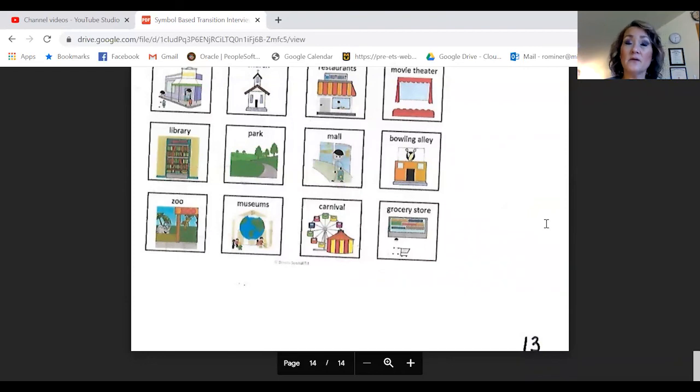And then when you're finished, you're going to have the summary all filled out, and you should get a better idea of what your student wants when they graduate, what they want to do, what they like, and where they want to live.